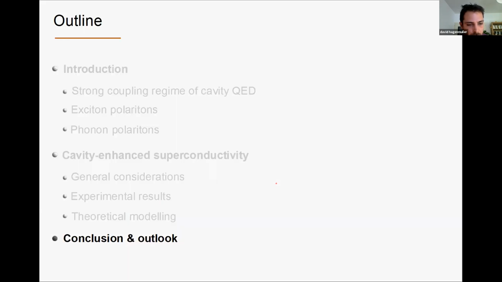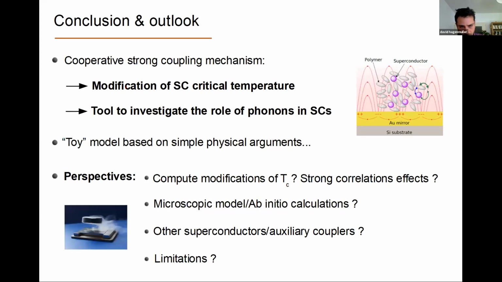Okay, so I'll now conclude. So we have shown that the critical temperature of two very different superconductors can be modified thanks to a cooperative strong coupling mechanism, which we have described using a simple theoretical model. But of course, this model is way too simple to directly predict how the TC is modified quantitatively.